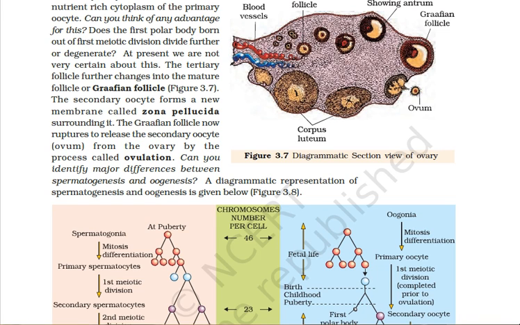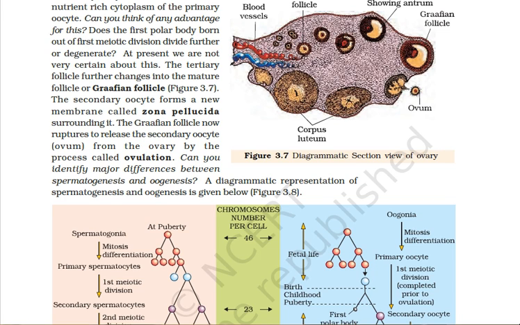And the zona pellucida is a thick layer that surrounds the secondary oocyte, and it is composed of glycoproteins synthesized by both follicle cells as well as the oocyte. I repeat, the zona pellucida is a thick layer that surrounds the secondary oocyte, composed of glycoproteins formed by both the follicle cells and the oocyte.